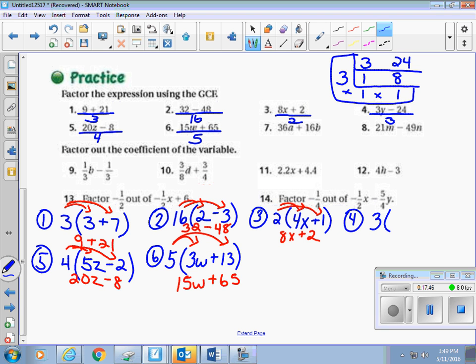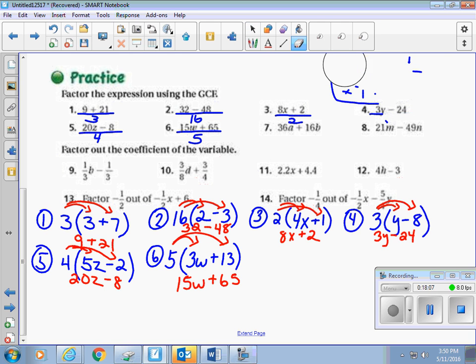We're going to divide everything by 3. 3y divided by 3 would leave me with just a y. Negative 24 divided by 3 would leave me with a negative 8. Distributing to check. 3 times y is 3y. And 3 times negative 8, negative 24. Matches my original expression. All right, then we can move on to number 7.